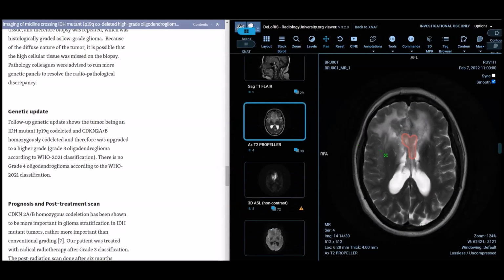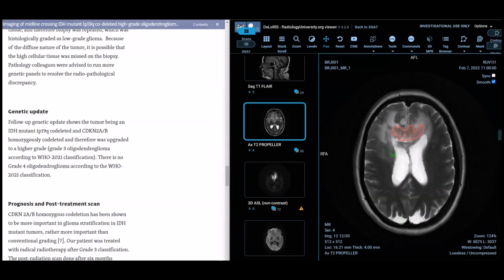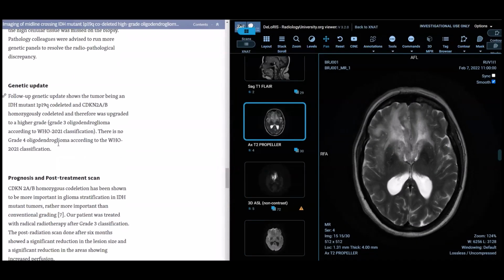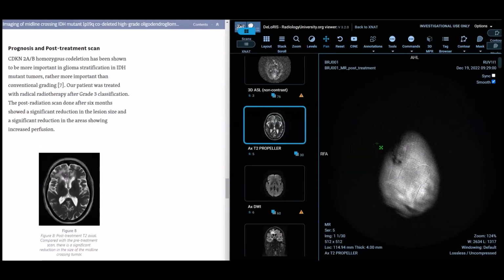Genetic update. Follow-up genetic update shows the tumor being an IDH mutant 1p19q co-deleted and CDKN2A/B homozygously deleted, and therefore was upgraded to a higher grade, grade 3 oligodendroglioma according to the WHO 2021 classification. There is no grade 4 oligodendroglioma according to the WHO 2021 classification.